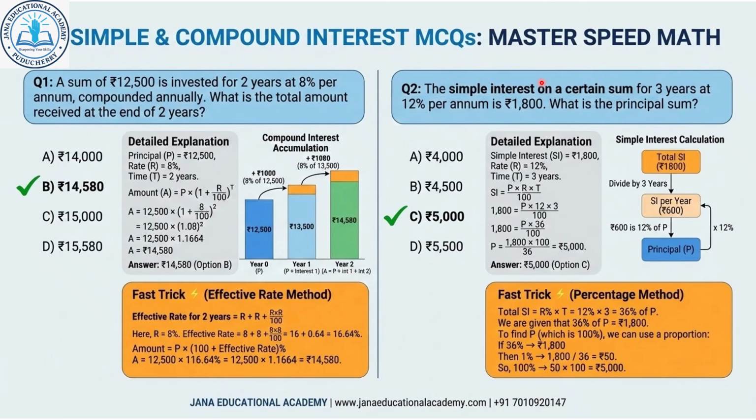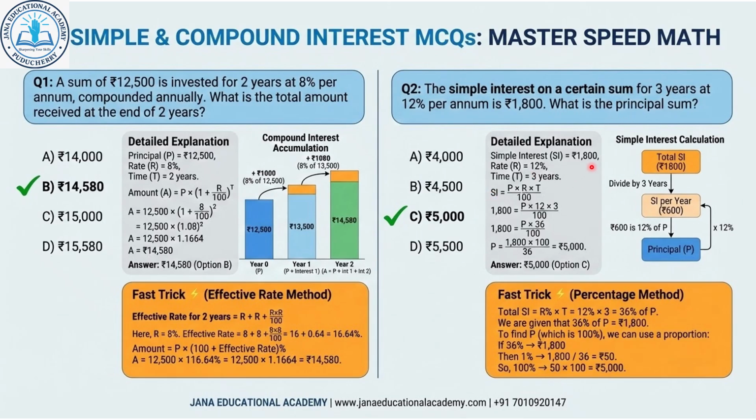Now in this problem we can see simple interest. The simple interest of a certain sum. They are not giving a sum value; initially in compound interest they gave the sum value. For 3 years at 12% per annum we are getting 1800. So if you are getting 1800 for 3 years, each year you are getting 600 rupees for 12% interest. So we can calculate the principal sum.